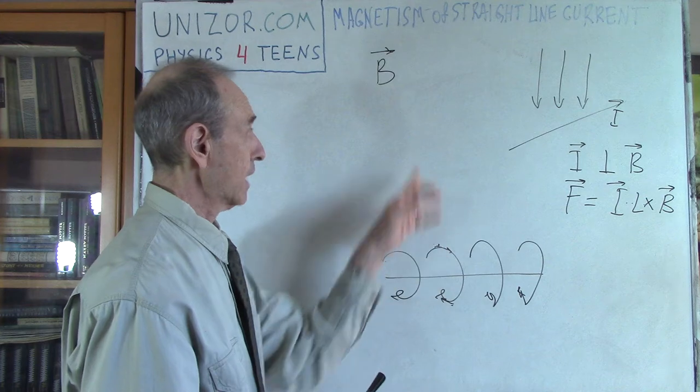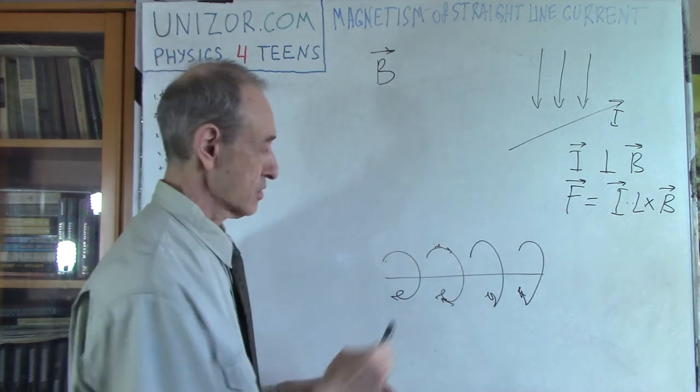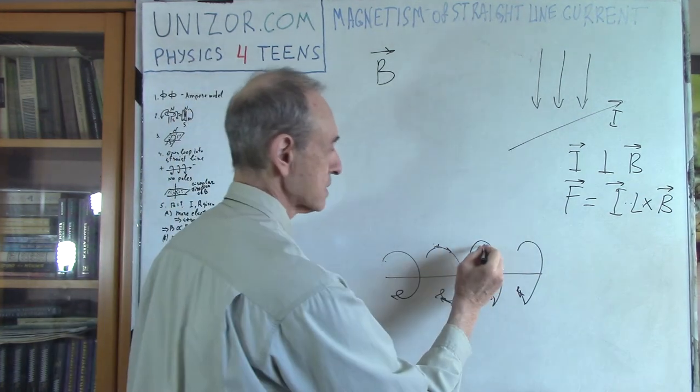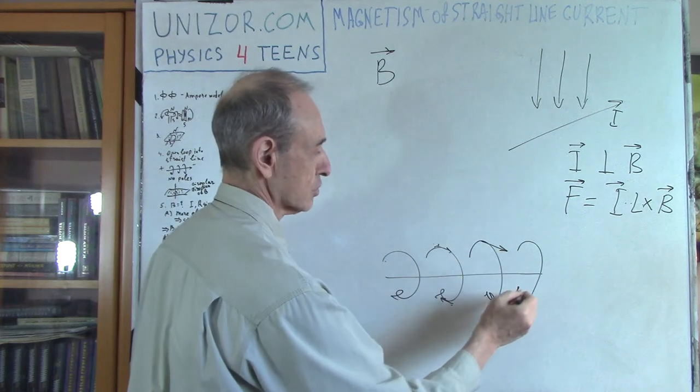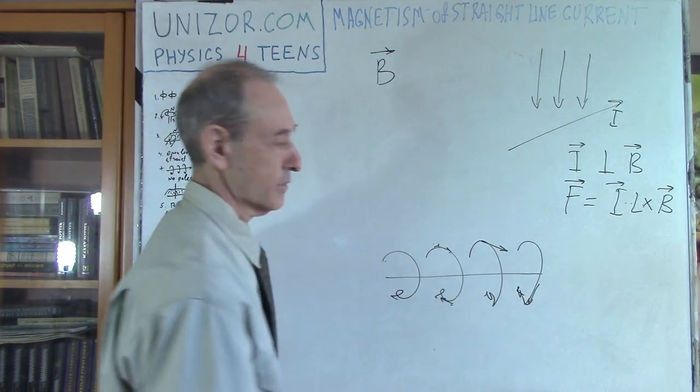However, the vector does exist. So this is the direction of the vector. It's always tangential to the magnetic line.